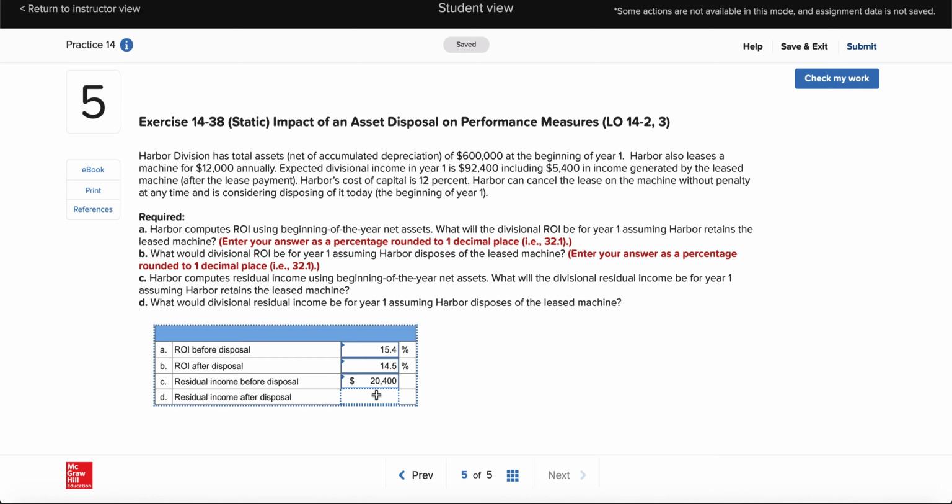After the disposal of this asset, I'm still looking at the 600,000 times 12%, but this time I'm going to subtract that from not just the 92,000, but I also have to remove that $5,400 in extra income. So if I do the math on that, I end up with $15,000 as my residual income. Again, that's $92,400 minus the income that's lost, the $5,400, and I'm going to take that difference and subtract from it the $72,000 that's required based on the 12% of the $600,000.